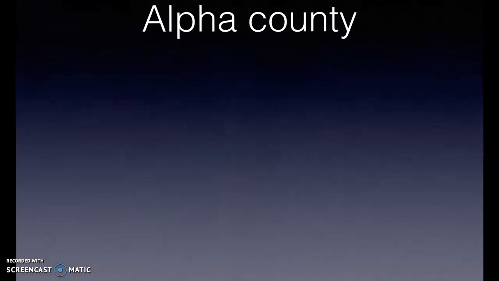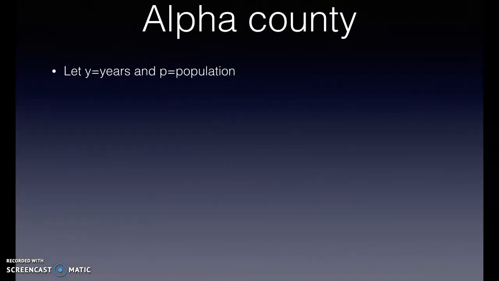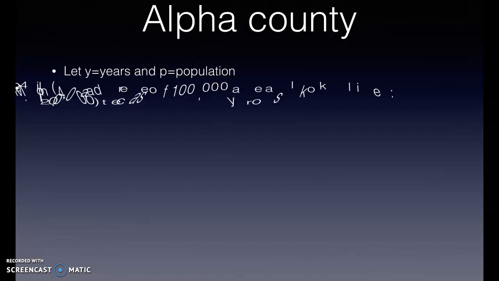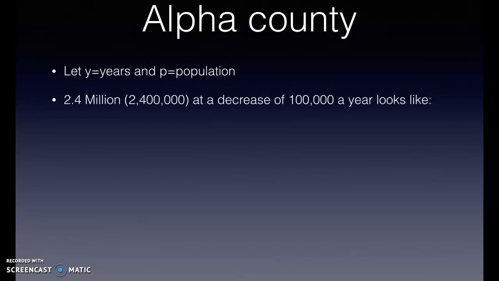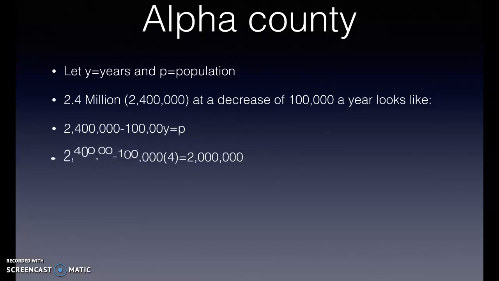Now, for Alpha County, it's pretty straightforward. It's a linear equation. In this case, let y equal the years and p equal the population. 2.4 million at a decrease of 100,000 a year simply looks like so: 2.4 million minus 100,000 times y equals p, y being the years, p equaling population. Written out, it looks this way: 2.4 million minus 100,000 times 4 equals 2 million.